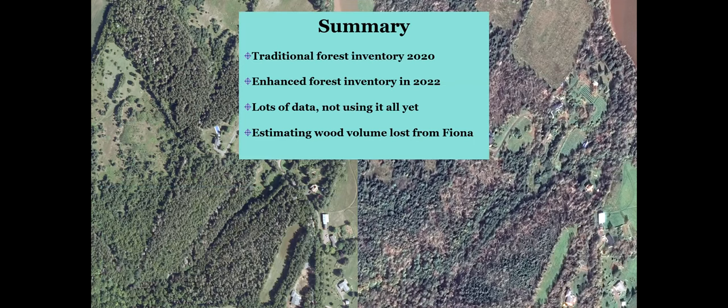All right, so to summarize, PEI has acquired new photography and LiDAR in 2020 and a full wall-to-wall enhanced forest inventory for the first time in 2022. We are still looking for ways to use and leverage those new forest metrics, but we have begun counting volume lost to wind and are working on applying that for the full forest in the province. And that is it. I'll leave it there for this morning and open that up to any questions anyone has. So that was a very quick look, not a very deep dive, but that's what PEI has been working on this year.